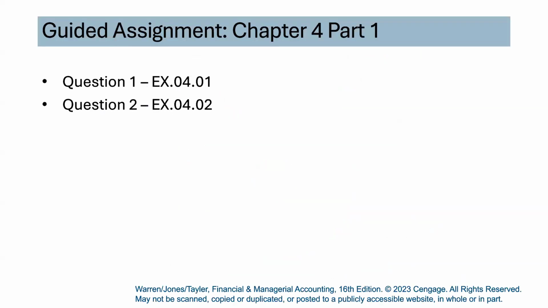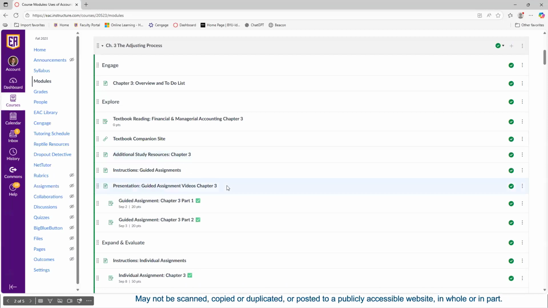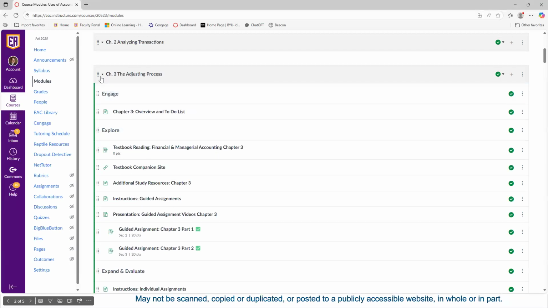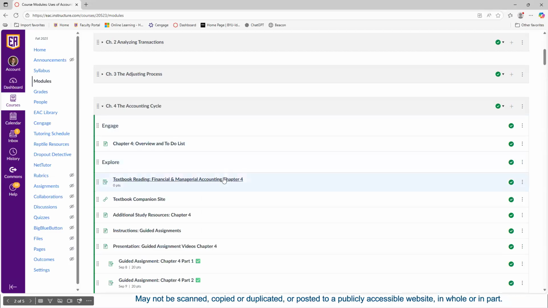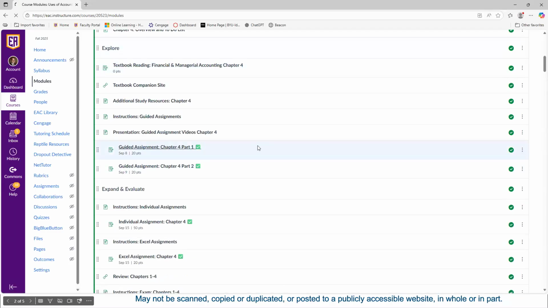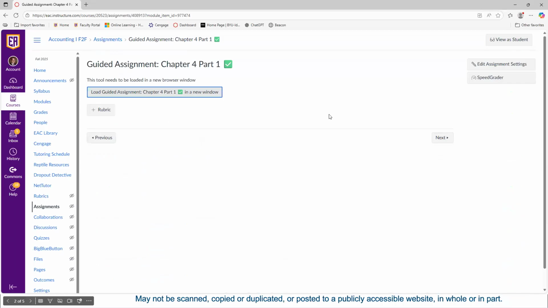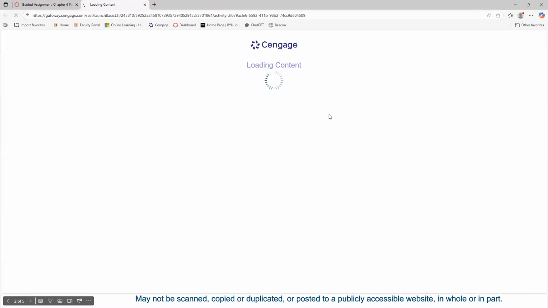So we're just going to jump right into a couple problems on the guided, part 1 for chapter 4. Let's see, I'll bring this over here. Capítulo 4. Parte número 1.